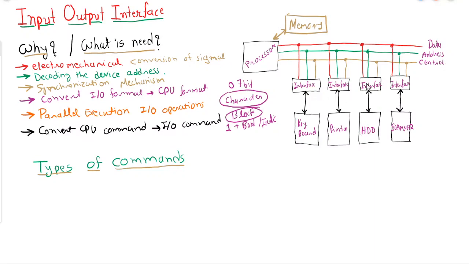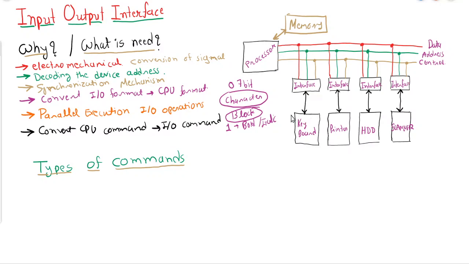Likewise, the interface will work with the controller, sending and receiving information from the controller of any device. Any device will not directly interact with the interface, but each device will have its own controller, which will control the entire device. So the interface will communicate with that controller, and then that controller will monitor the device.